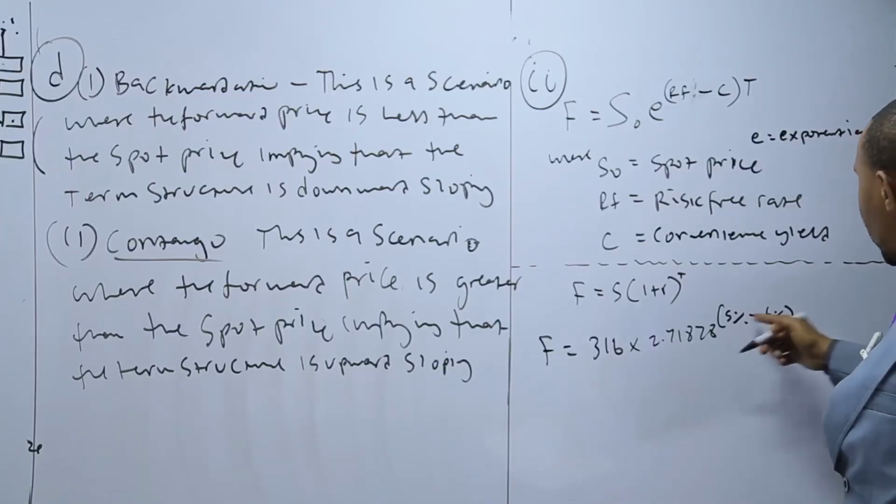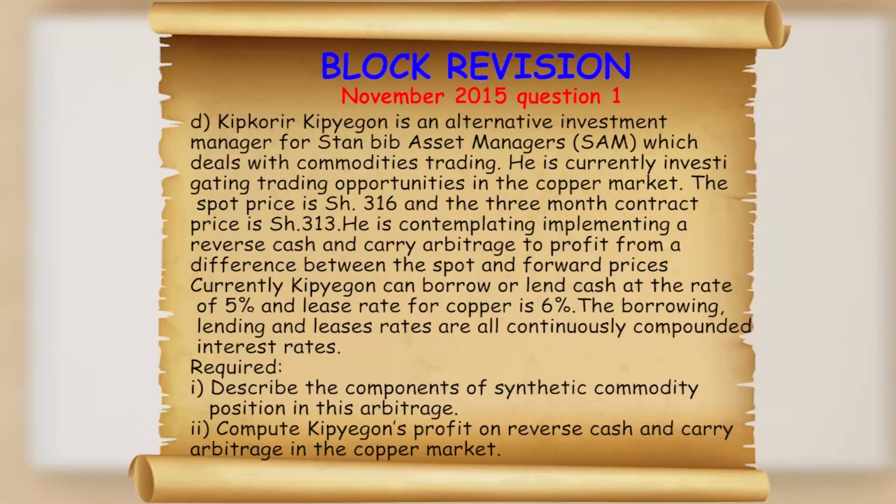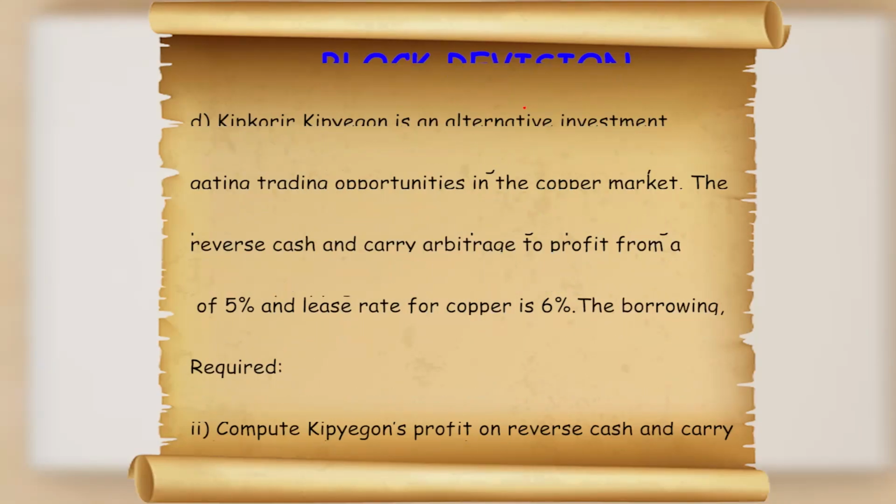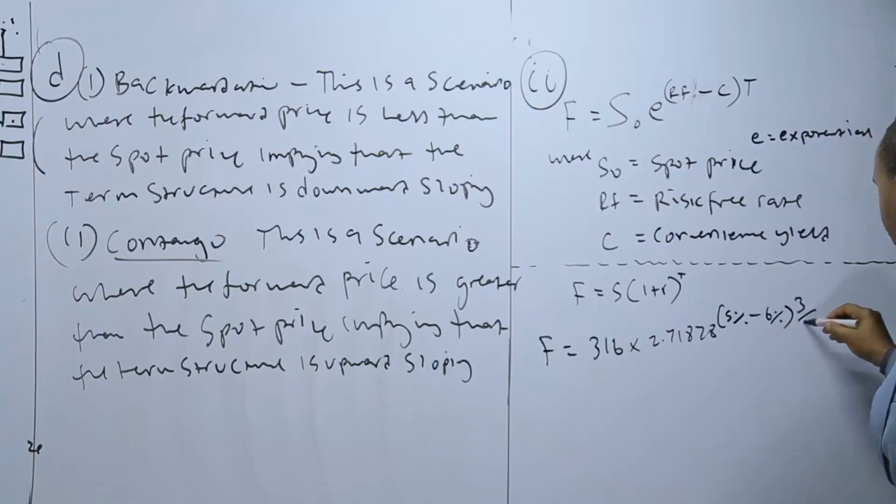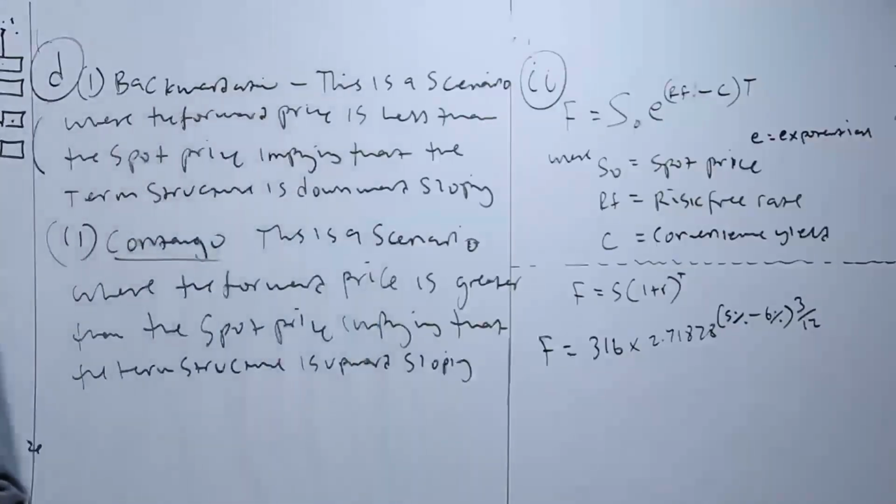So how much? Do we have any time frame there? I can see we are being told that the spot price is 316. Is contemplating implementing a reverse cash and carry arbitrage to profit from the difference between the spot and forward prices here. I don't seem to see any period right over there. Part 2 is asking on the copper market. So the time frame, 3 months. Yes, I can see a 3-month forward contract there. So it has to be 3/12. Remember, this is raised to power that component over there. So let's see how much it gives us.